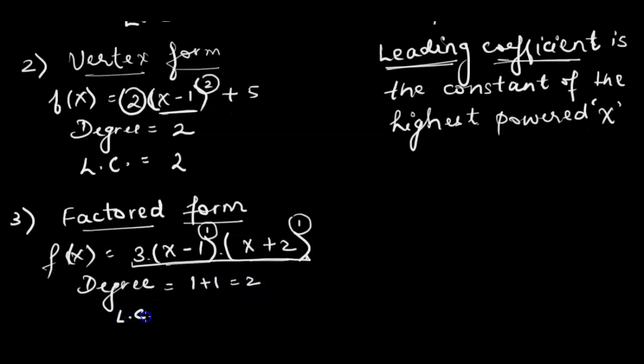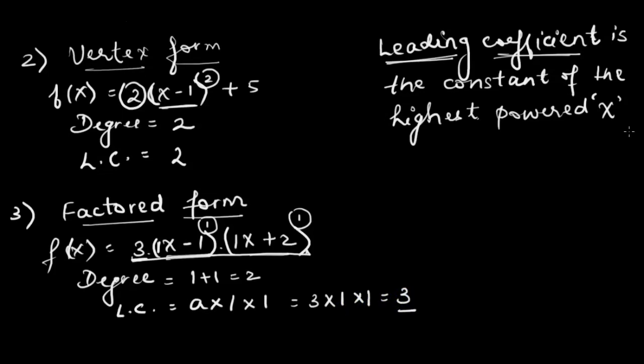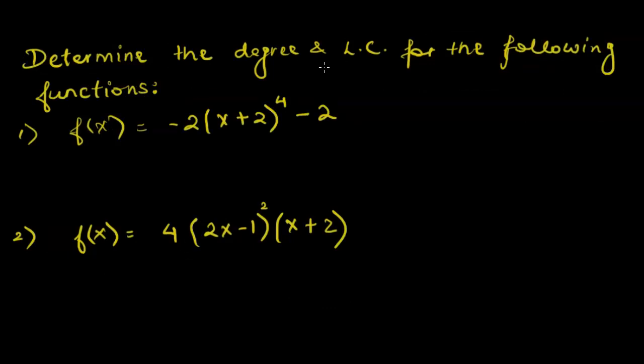In order to find the leading coefficient in this case, we take the a value and multiply it with the constant of x in the first bracket, that is 1 here, multiplied by the constant of x in the second bracket. That is also 1 in this case. So in this particular example, we have 3 times 1 times 1, which is 3, as the leading coefficient. Let's take one more example from each of these forms for the sake of practice. Let's say we're asked to determine the degree and leading coefficient for the following functions.